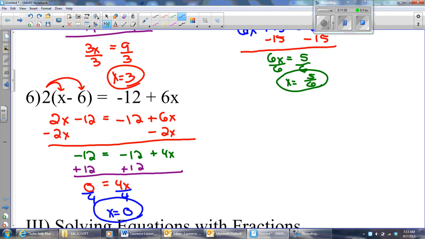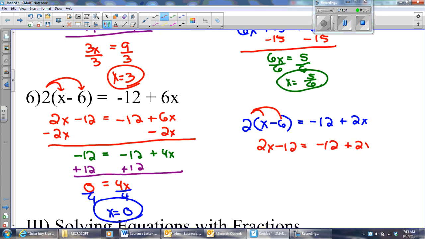And there we go. Now, what would have happened if I would have had a situation like this? Okay, let's say I have 2 times the quantity of x minus 6, and that's going to equal negative 12 plus 2x. Well, I do my distribution, right? And I'm going to get 2x minus 12, and that's going to equal negative 12 plus 2x. I don't like variables on both sides, so I'm going to subtract off a 2x, and then I subtract off a 2x here. Now, some of you are anticipating an answer, but you're anticipating the wrong answer. Pay attention to this. I've got negative 12 equals negative 12.